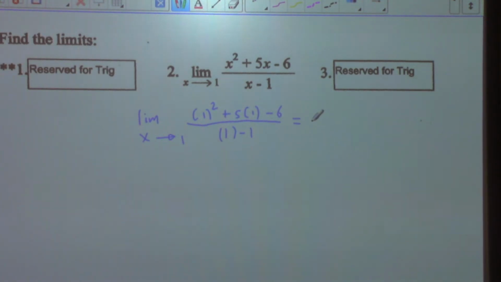And what is that going to end up being? Something over 0. One plus 5 minus 6 is 0, right? And 1 minus 1 is 0. Okay, what this is, this 0 over 0, is a very common thing you'll run into. It's called the indeterminate form.